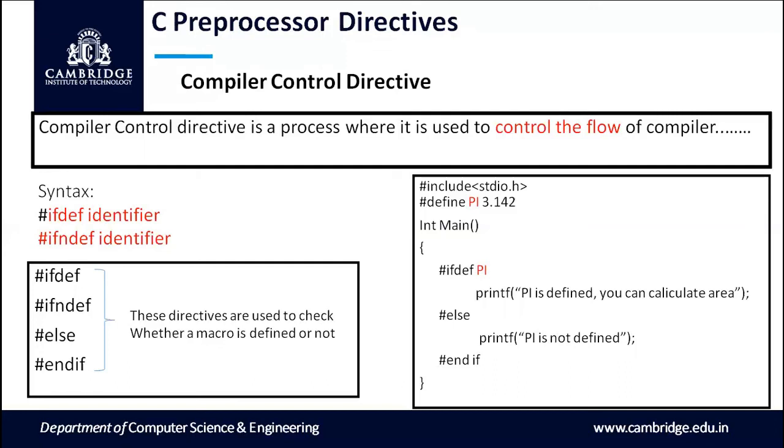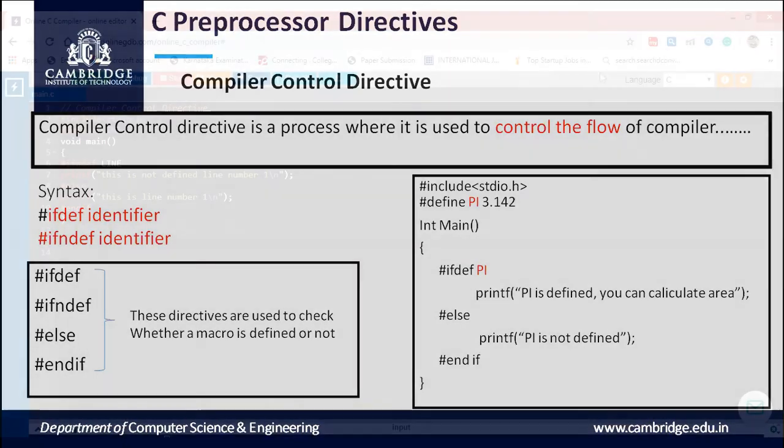You can see the program. I've defined the PI value in my program, that is #define PI 3.142. Again, I have the main program. In my main program, I'm checking whether I've defined PI or not with the help of the preprocessor directive #ifdef PI. If I have defined PI, it is true and this printf will be executed. If the statement is false, it will go to the else part, PI is not defined. After this, it will end. And ifndef is if not defined.